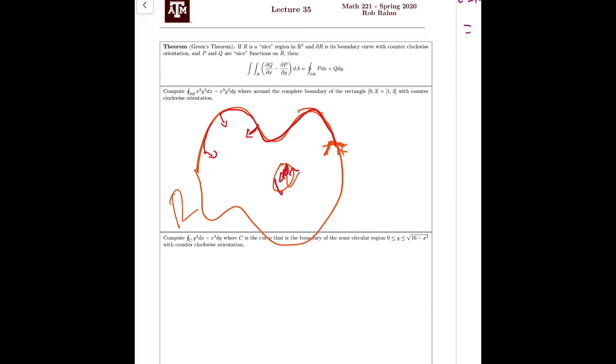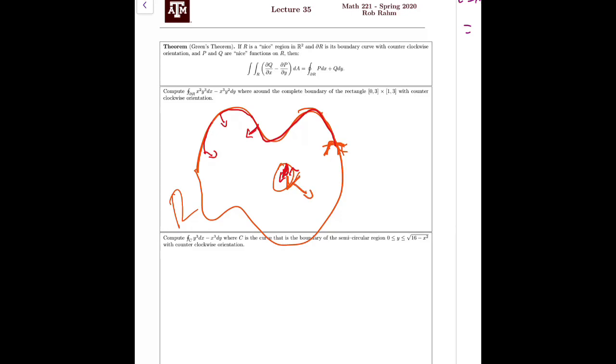Remember, this part right here is not included in the region. So if you walk around counterclockwise with your left arm sticking out, your left arm is not pointing over the region. On the other hand, if you walk clockwise and stick your left arm out, then your left arm is pointing over the region.